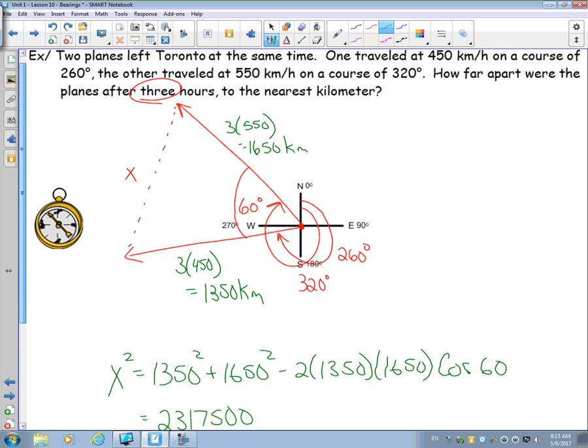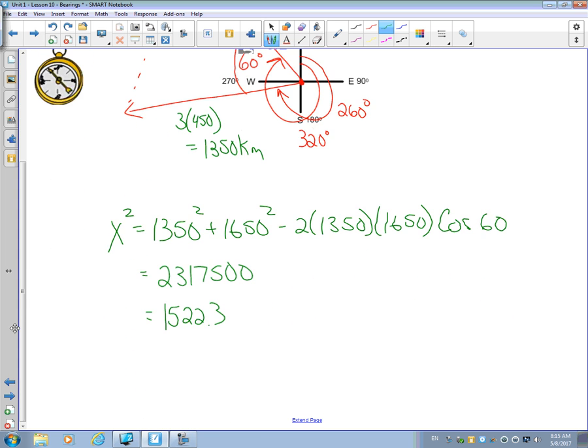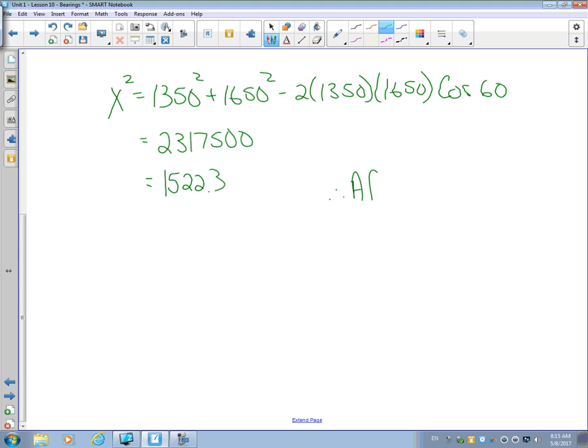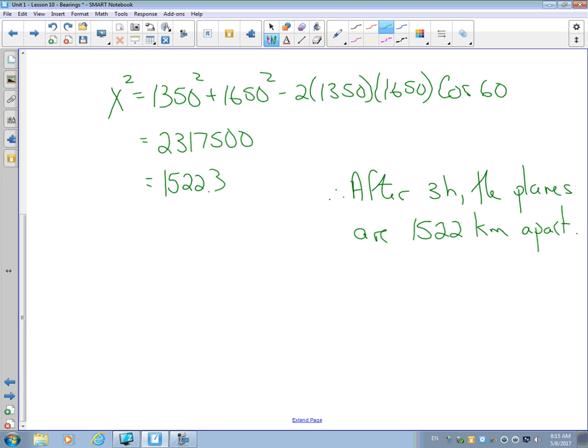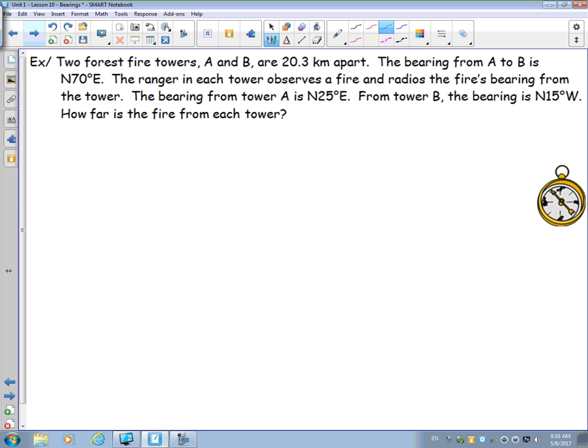Okay, again, the question asks, how far apart are they to the nearest kilometer? So, after 3 hours, the planes are 1,522 kilometers apart. Okay, so we've done one question with cardinal directions. We're going to have to think about the idea of 90s and 180s to figure out your angle. This one does bearings, where you can figure out the difference between your two bearings, and that tells you your angle between them. But the problem solving is the same. They're both cosine law. So let's take a look at one that's not a cosine law question.